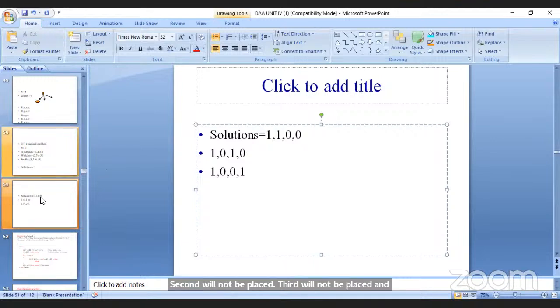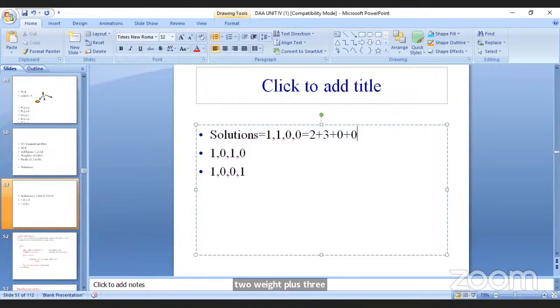Let's see what we do. If the first is placed, the weight is 2 and the profit is 3. So 2 plus 3, here you will get 2 weight plus 3 profit. The third one is not placed, so 0 plus 0. So the weight of the bag will be how much? 5. This is 5 weight and the profit will be 8. Here the profit is 8. Clear?